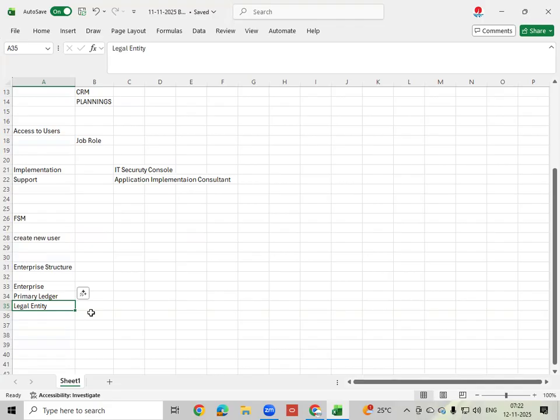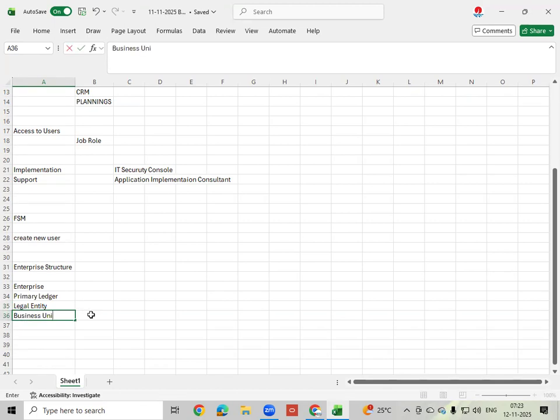Here also, the financial team will involve more and decide how many legal entities are required. But definitely as a procurement, SCM, manufacturing consultant, we'll be involved in these discussions for understanding how they're defining, how they're deciding legal entities, primary ledgers and all. Okay. So next what? Business unit.